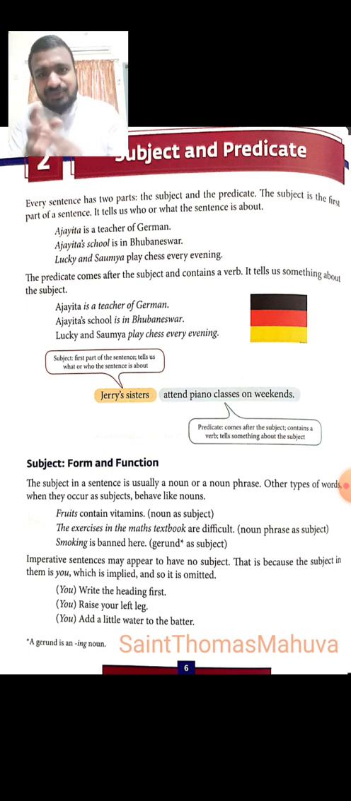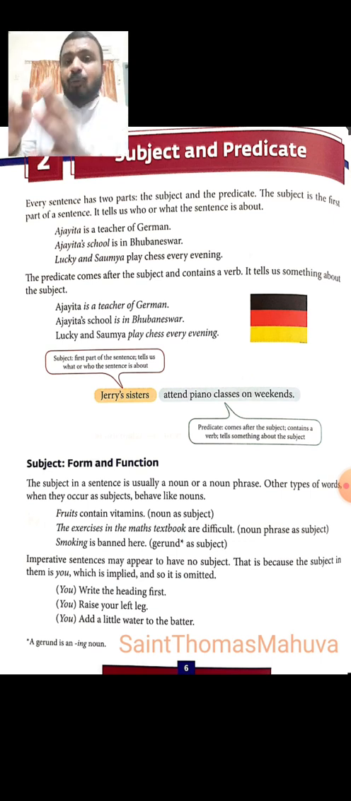There, since the subject is already implied, we omit that subject. For example, look at the example there. Write the heading first or raise your left leg. There, since we know that we are talking about a person nearer to us, we have just omitted the subject from that sentence.